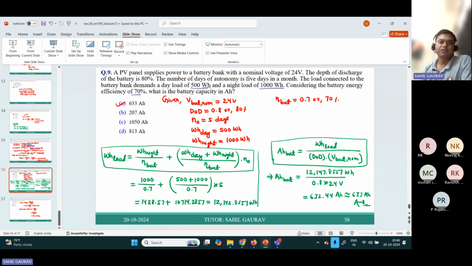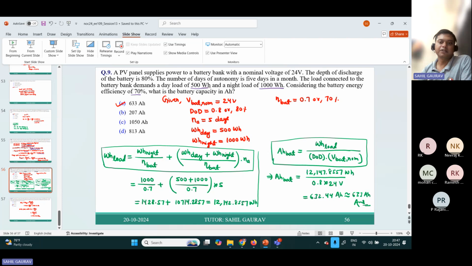So we know the expression for designing the PV. So the total requirement of load is WH night upon efficiency of battery. So here this is designing of battery. And for the days of autonomy, you have to multiply with Na and divide whole this day and night by the efficiency of battery. So you will get this 12,142.86 watt hour.